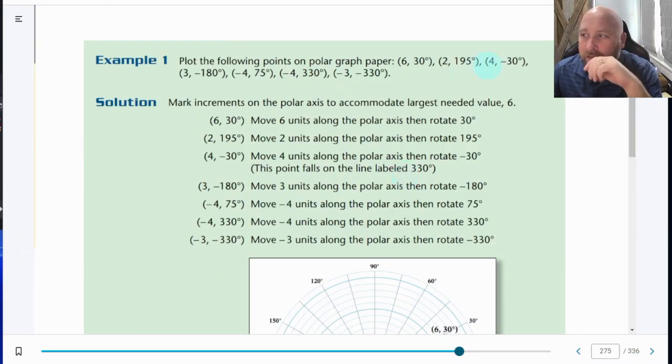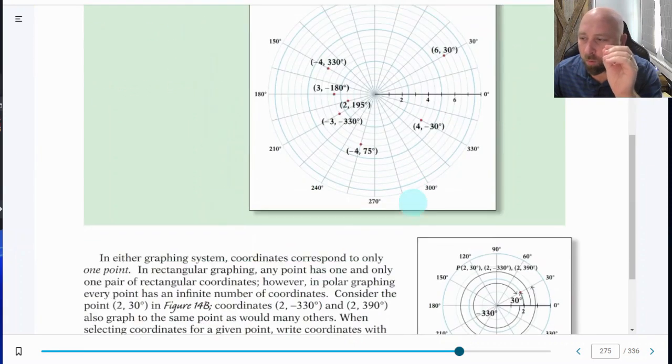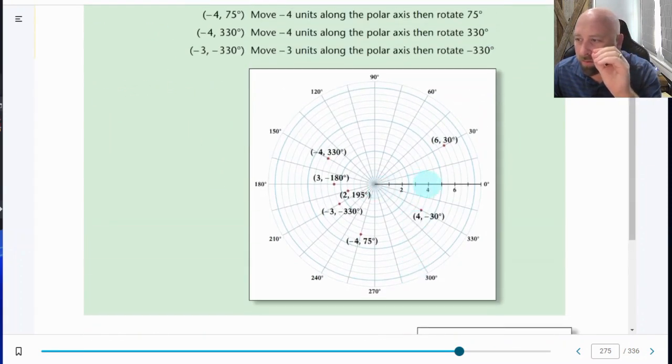So the next one is negative. So 4, -30. So we're going to go 4. Now this is going to be 4 on this ring right here, 4 positive. -30, we're going to go down 30. So we're going from 0, and we're going to subtract 30 from 360 right here, and we're going to get our 330. Okay, so just do what it tells you to do. 4, 30 and 4, -30 are two different things. 4 and -4 are two different things. So just do what it tells you to do on each one.